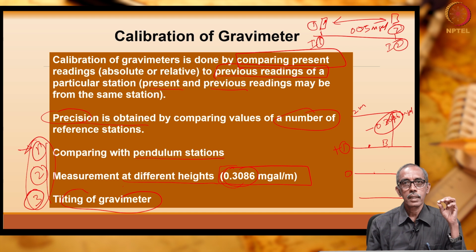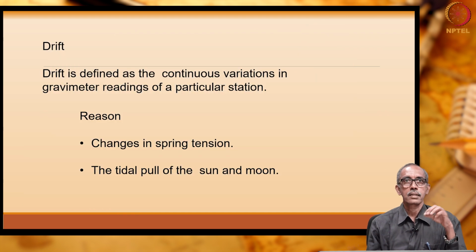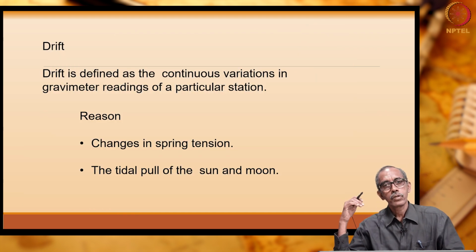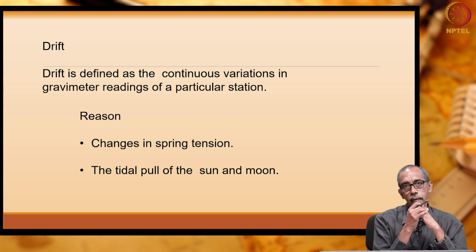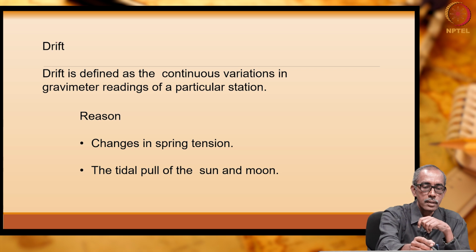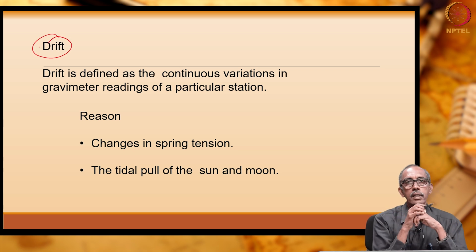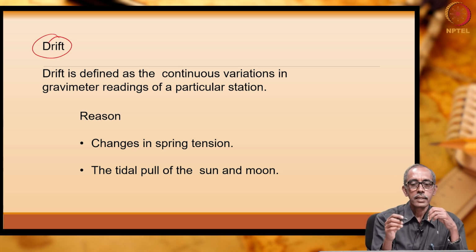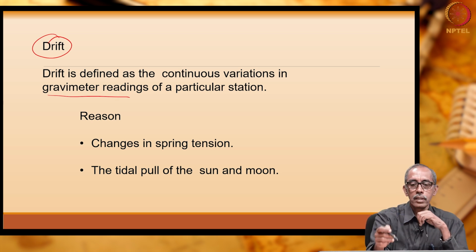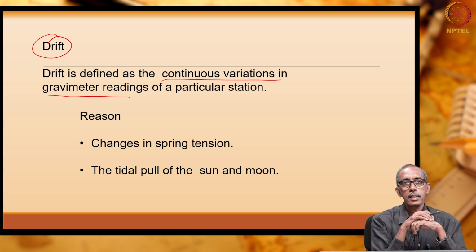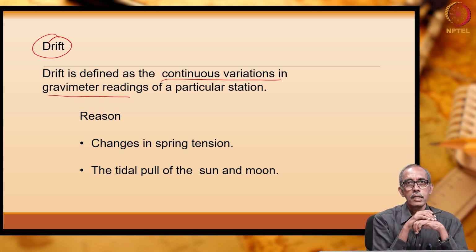Now, our instrument is calibrated. What next? Next we should also understand the fact I made a mention, the value of gravity also changes with respect to time. This is what is known as drift in the readings. What is drift? Drift is change in the gravity values or gravimeter readings with respect to time. Continuous variation in gravity with respect to time at the same station.